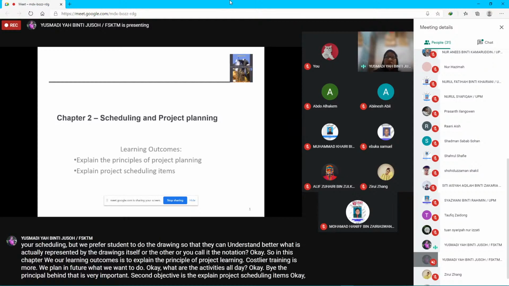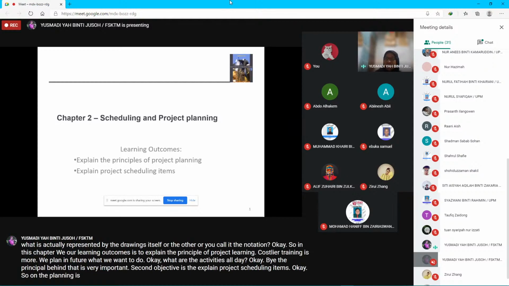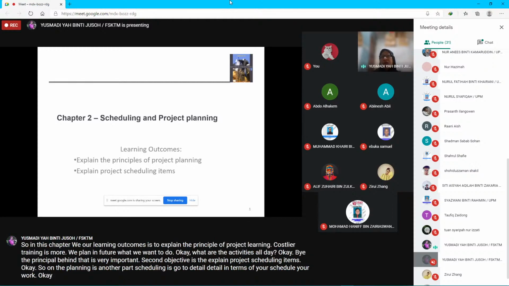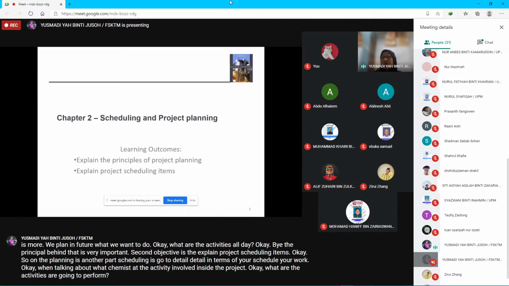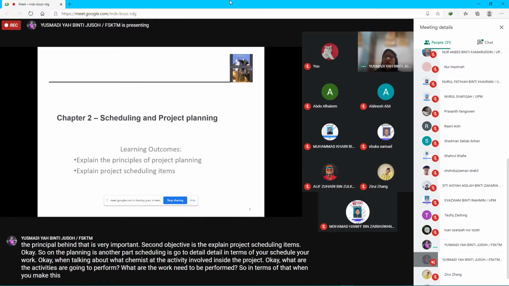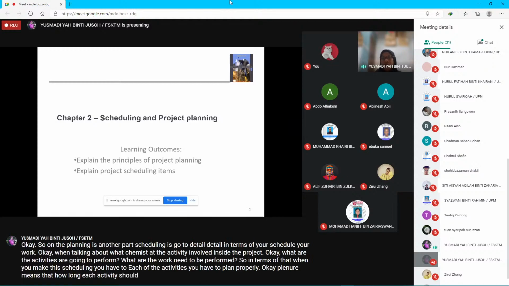Okay, so planning is one part. Scheduling goes into detail. Detail in terms of how you schedule your work. When talking about work here, it means the activities involved inside the project. What are the activities going to be performed? What work needs to be performed? So when you make the scheduling, each of the activities, you have to plan properly. Plan here means how long each activity should be allocated.